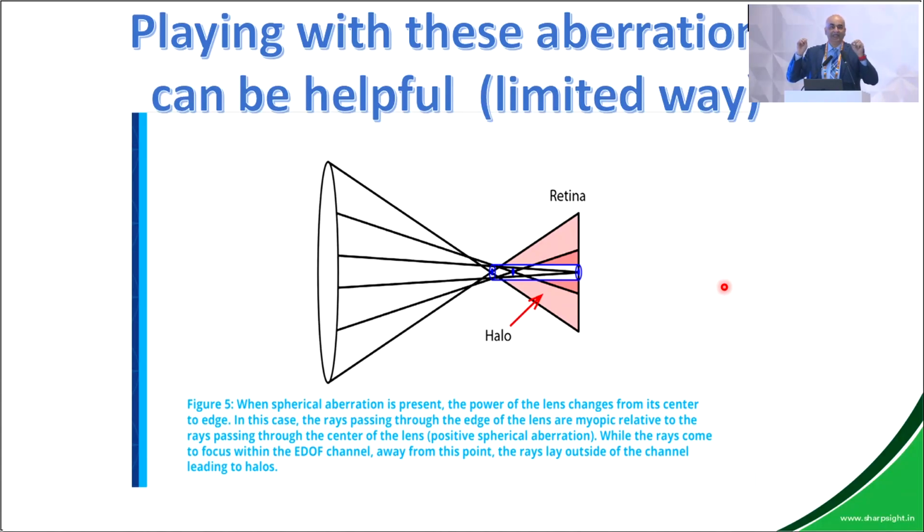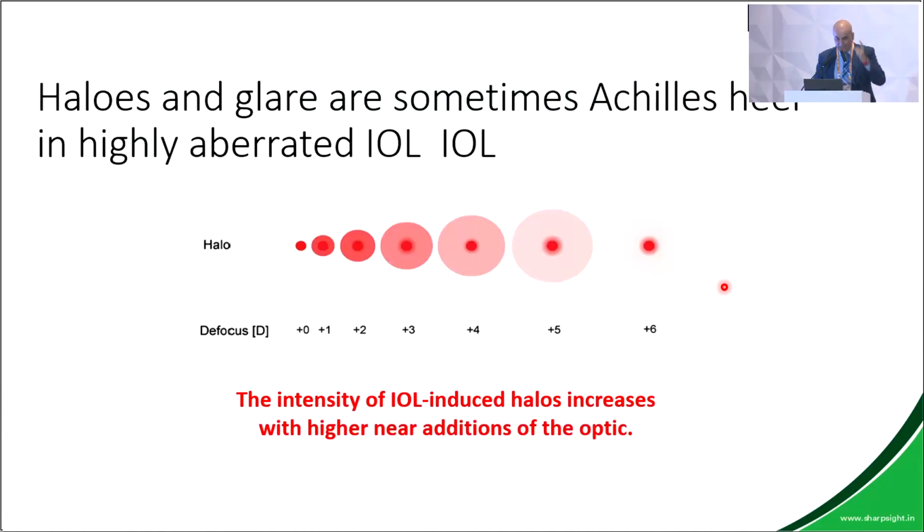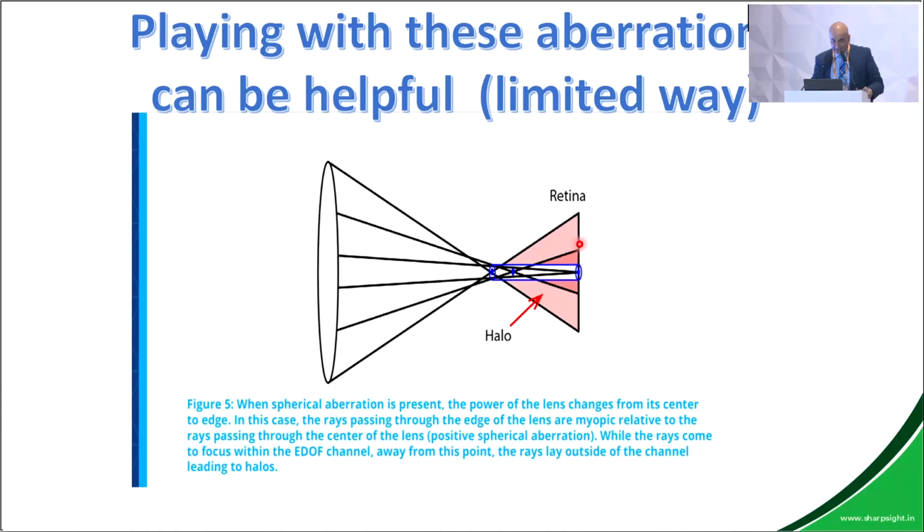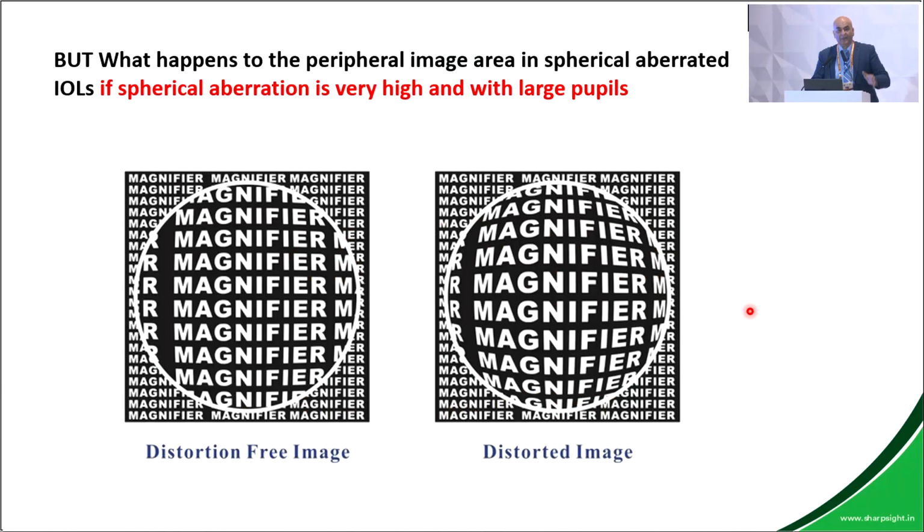But there is a catch here. You cannot indefinitely increase the spherical aberration because then it will start causing a bigger defocus. So most of these lenses will work best for 2+2 diopters of depth. The moment you start going more, you'll have a broader defocus zone, and this ring will start getting bigger. So your loss of light is higher. With a large pupil size, you'll have peripheral distortions.